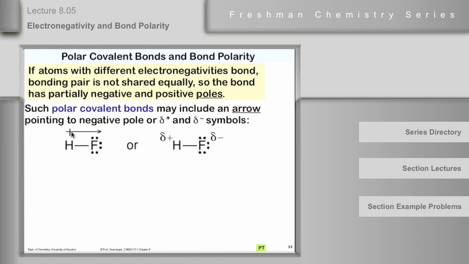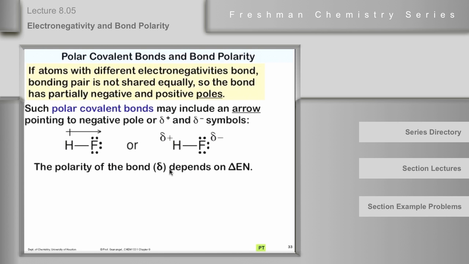We can also use something that's called a polar arrow, which points from the less electronegative atom, hydrogen here, to the more electronegative atom, fluorine in this case. And that shows that it's a polar molecule and which end is more polar. And we could also use the delta plus and the delta minus.